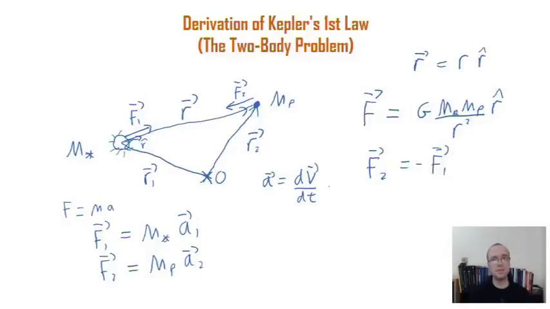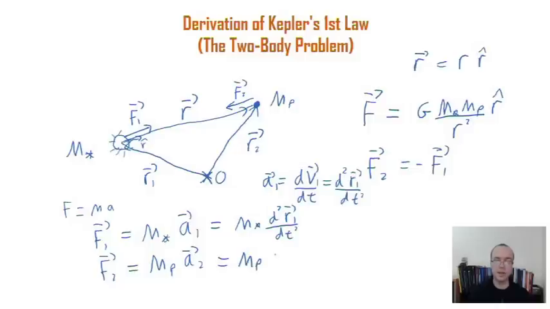And then remember that velocity is just the time derivative of position. So a1, for instance, is the derivative of v1, which will just be the second derivative of r1, because v1 is dr1 by dt. So we can substitute this relationship into here in order to write this as m_star times d2r1 by dt squared, and this is still a vector. And similarly for the force on the planet, we have the mass of the planet times d2r2 over dt squared. And then the question is, how does this help us?